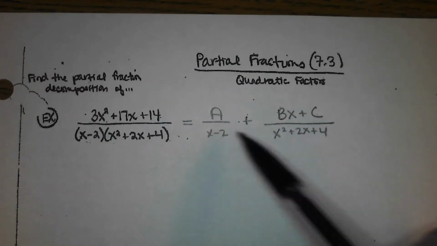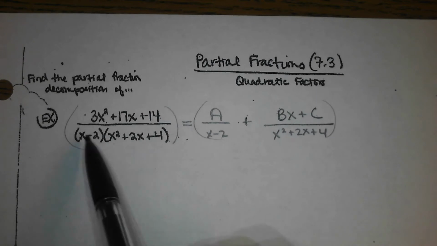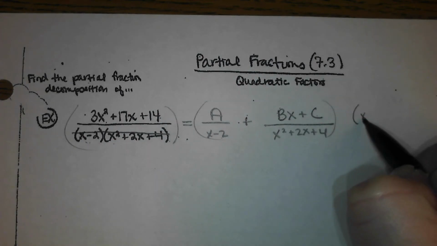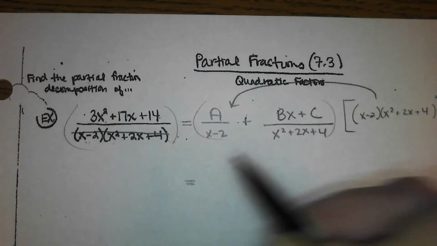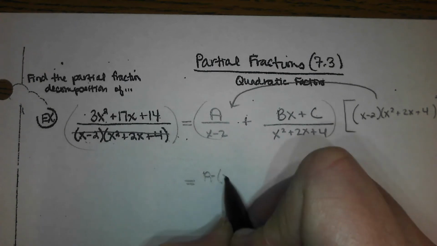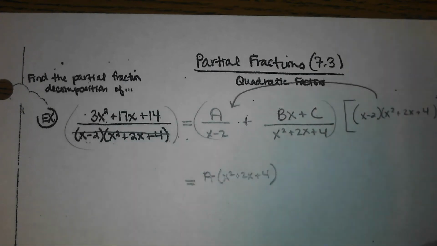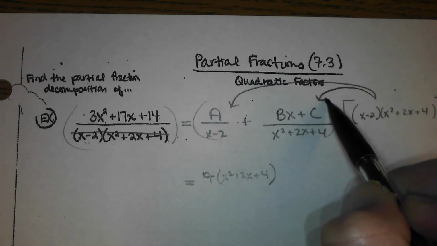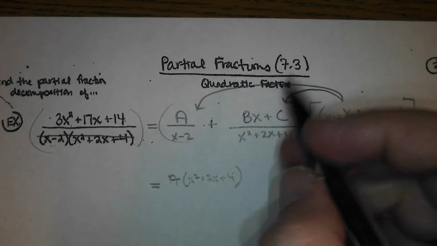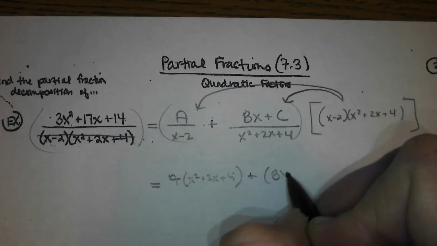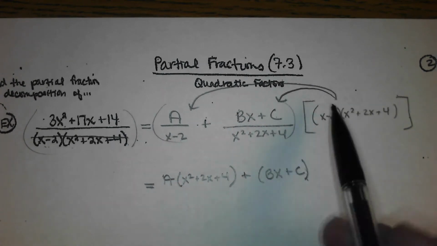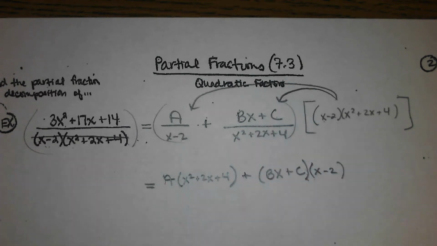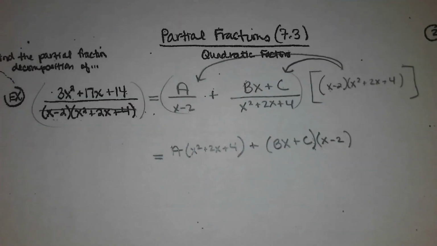So when we clear fractions, we multiply both sides by this so that that will cancel. And when we take this and distribute it to your A, your x minus 2's cancel. When we distribute it to the Bx plus C, the trinomial cancels. But be careful here because it's not just a constant anymore times what's left over. It's the Bx plus C times the x minus 2 that did not cancel. So there's a little more distribution here.